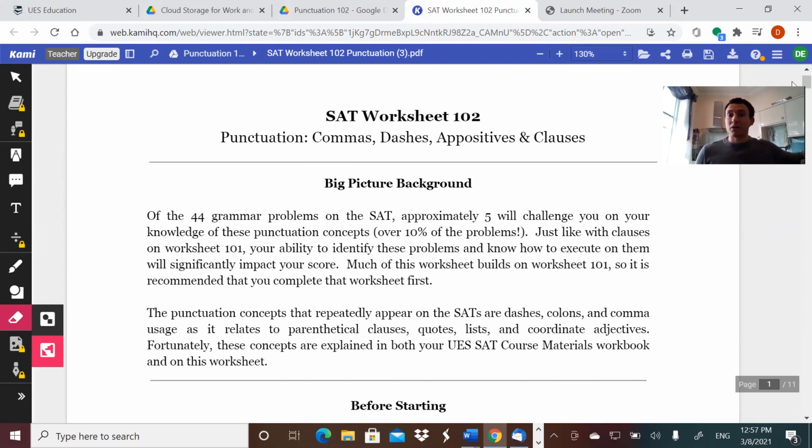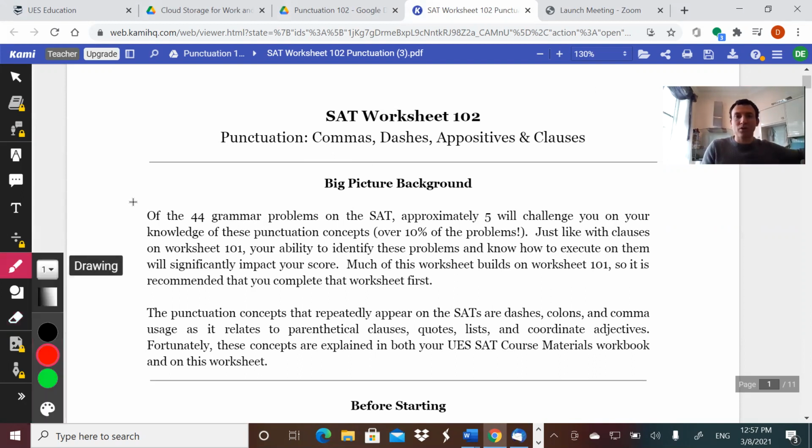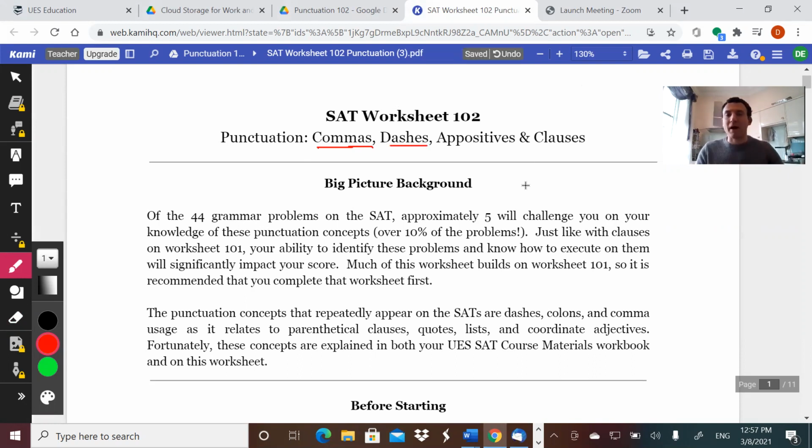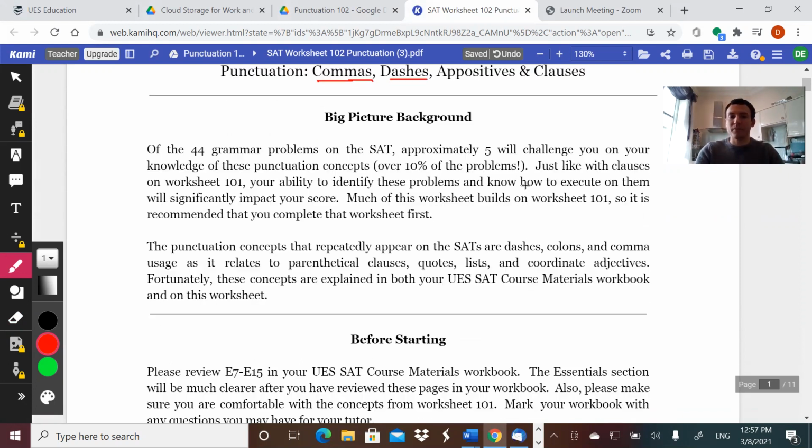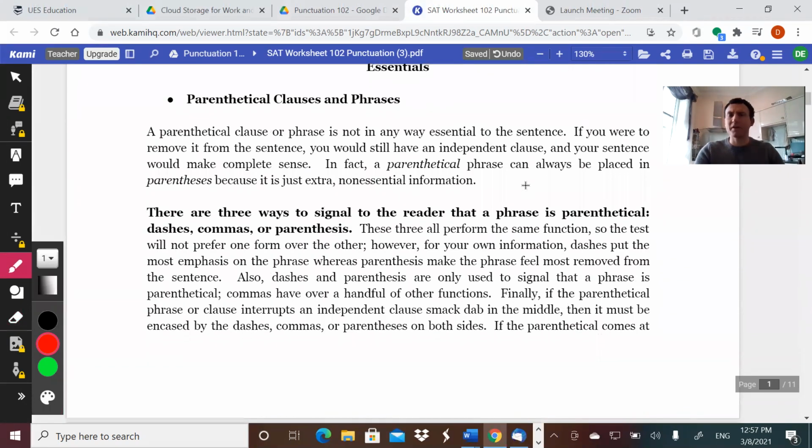So a lot of students see dashes and they're not exactly sure what to make of dashes. Commas have a number of different uses, and we'll explain many of them here, how to use them correctly and incorrectly. We'll talk about appositive clauses and so on. So let's just get right into it.